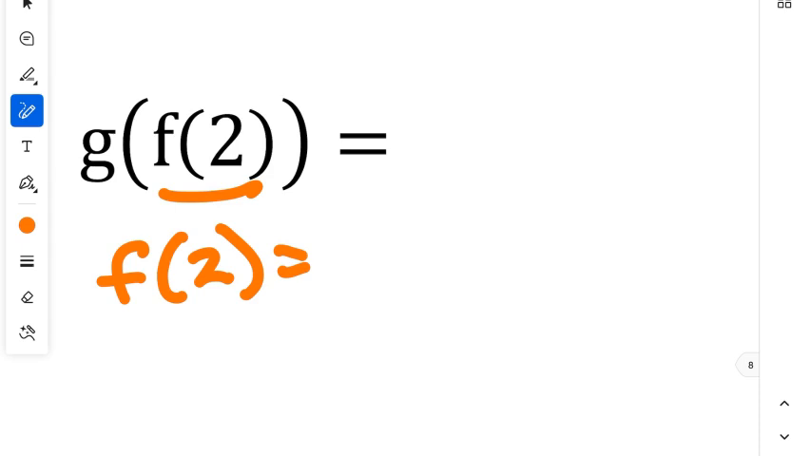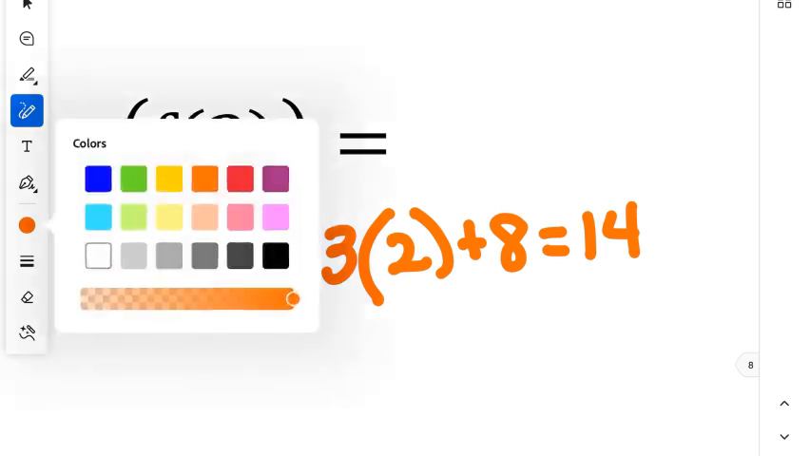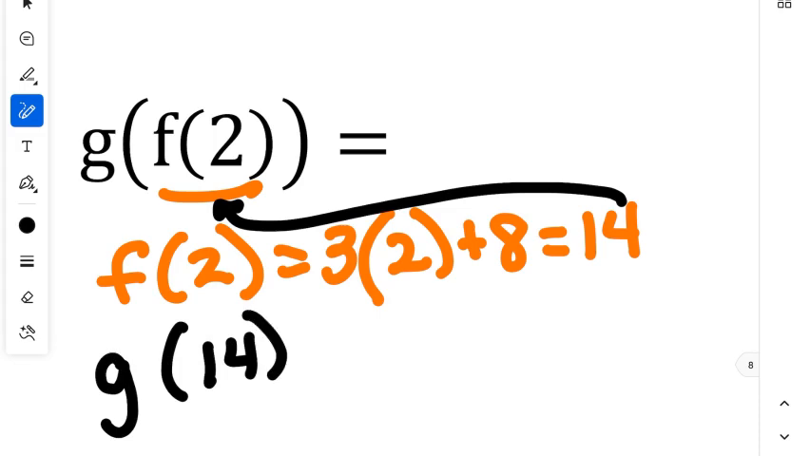So my f function, look at your paper. The f function is f of x equals 3x plus 8. So to do f of 2, I'd do 3 times 2 plus 8, because the f function is 3x plus 8. Okay, so do this in the calculator or in your head. 3 times 2 plus 8. 14. So it equals 14. So now I put this in right here. So it's now g of 14.